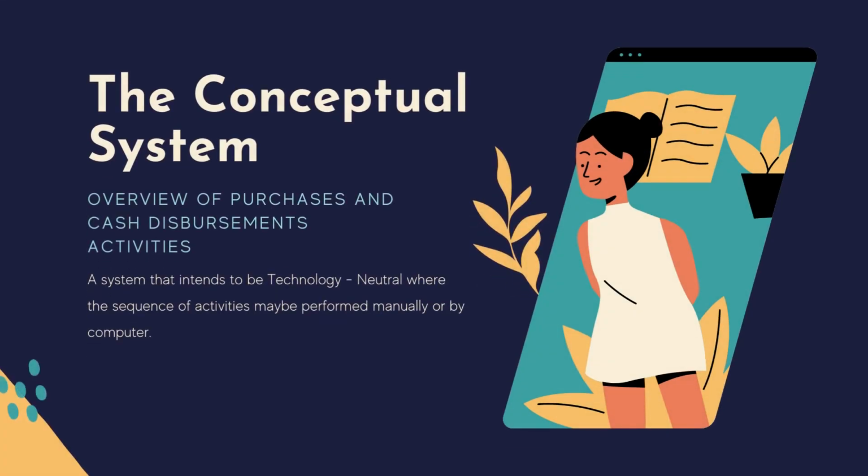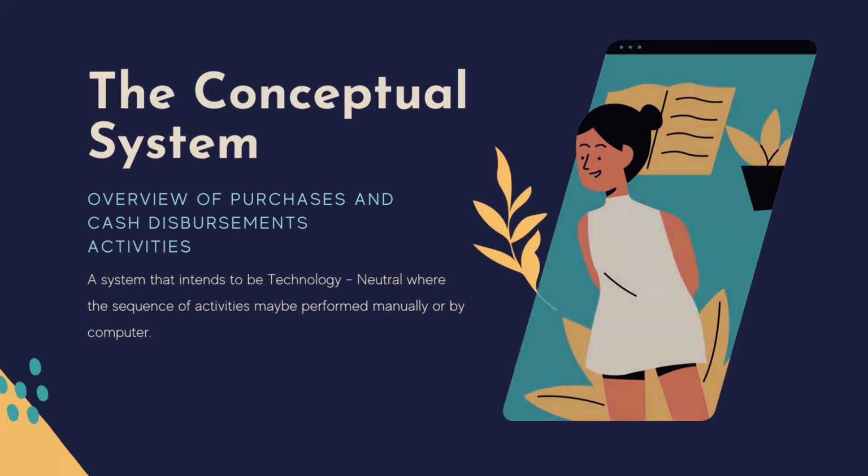Now, taking you to the conceptual system of the expenditure cycle, the system intends to be technology neutral, meaning the tasks that will be discussed in this section may be performed manually or by computer. That being said, our focus here is on what conceptually needs to be done, not how physically it is accomplished.